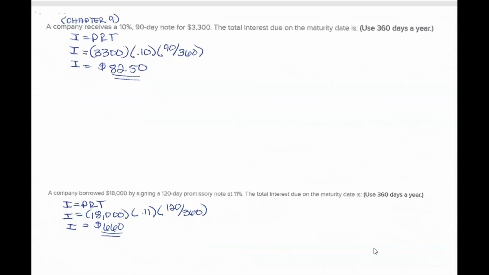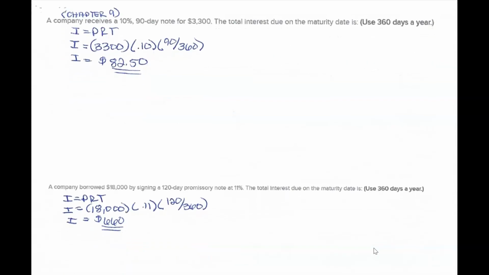Okay, let's do the last chapter, chapter 9, which was on receivables. We're looking here at a company that received a 10% 90-day note for $3,300. And we need to calculate the interest that is going to be due on the maturity date. Make sure you use a calendar year of 360, not 365. Whenever you're dealing with the bank, a banker's year is 360.